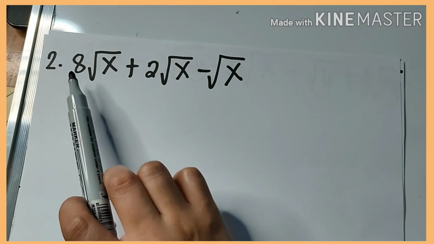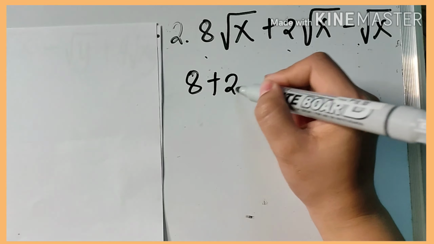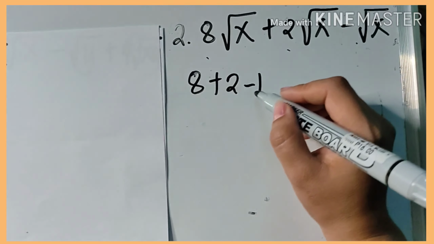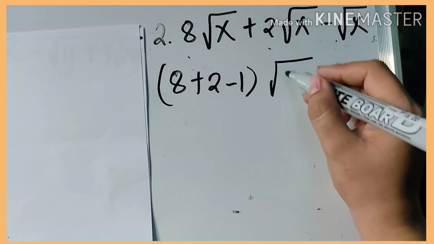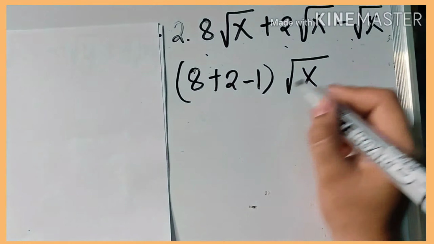Example number 2. We have 8 square root of x plus 2 square root of x minus square root of x. So going here, just collect the numerical coefficients because they are like radicals. So we have here 8 plus 2 minus 1. The 1 is from here, negative 1. And then just simply copy the radical expression. From that, you can just simply perform the operation.